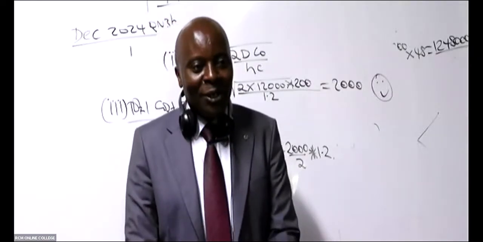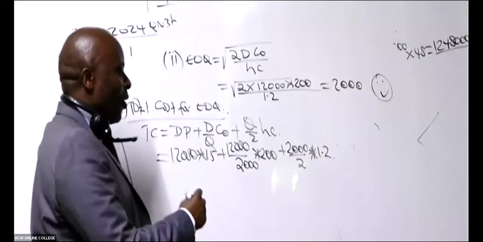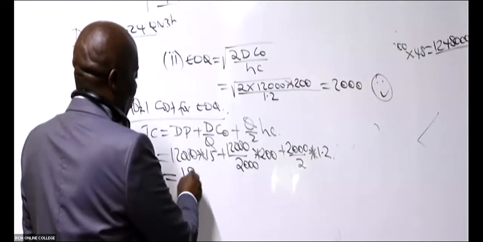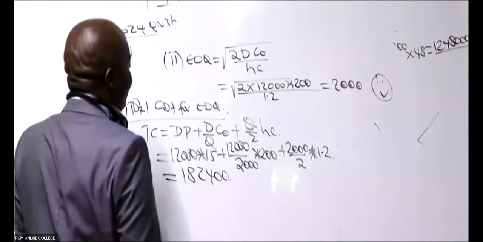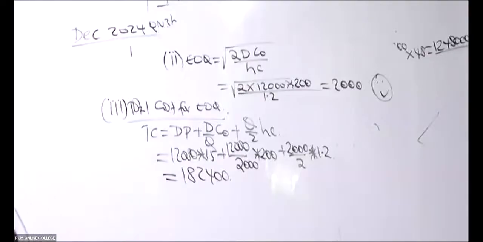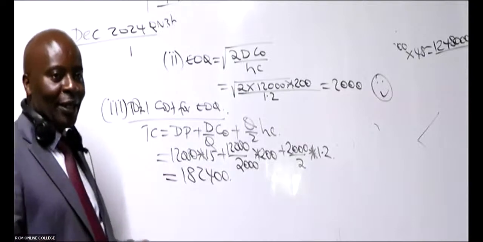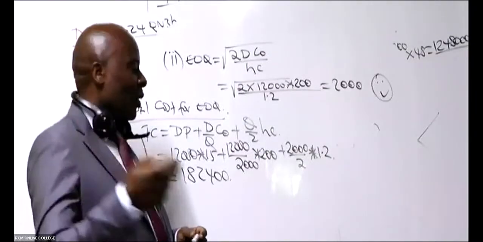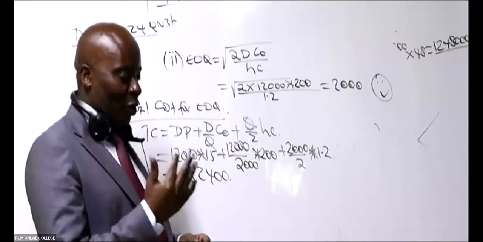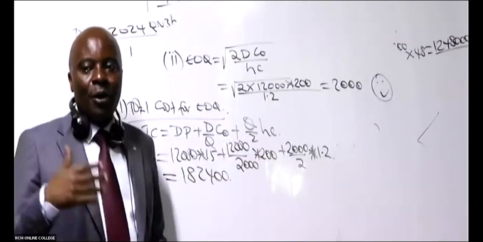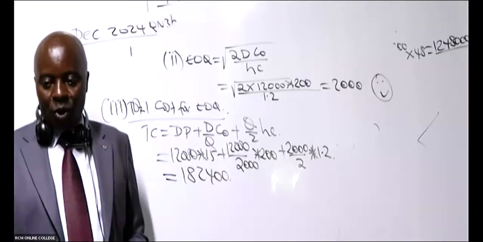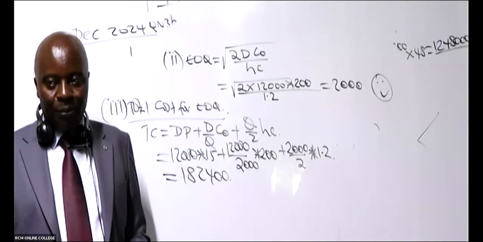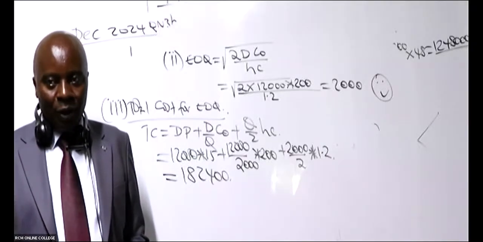So they're getting 182,400. Yeah, for 182,400. So then what would you recommend? This time around, in this case here, I'm recommending EOQ. EOQ is cheaper now, isn't it? The other one was 183,000. This is 182,400, isn't it? So I recommend the EOQ model. It is cheaper.